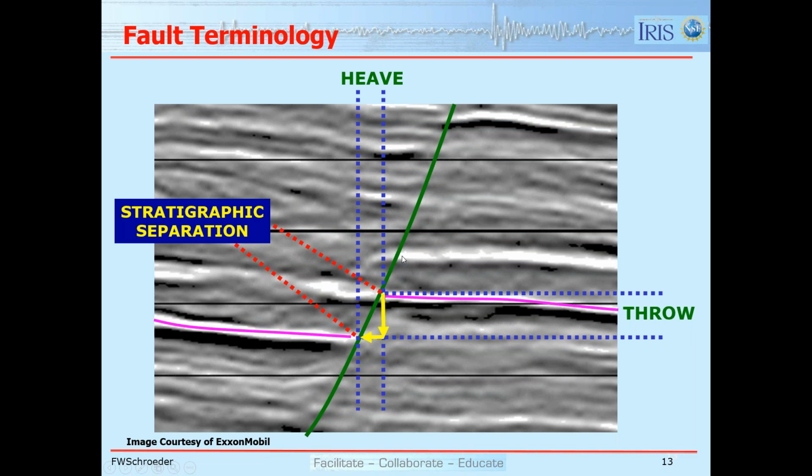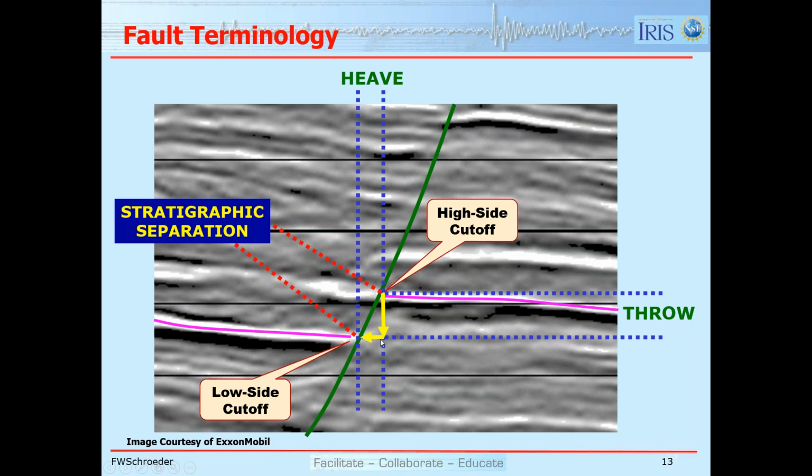of the green fault. We talk about the stratigraphic separation, which is going from the high side cutoff to the low side cutoff. And so the purple horizon is cut by the green fault on the high side here. It's cut on the low side here. The stratigraphic separation is the hypotenuse of the triangle. And what we usually talk about in seismic interpretation is what the throw of the fault is, the vertical offset, and then what the heave is, the lateral or horizontal offset.